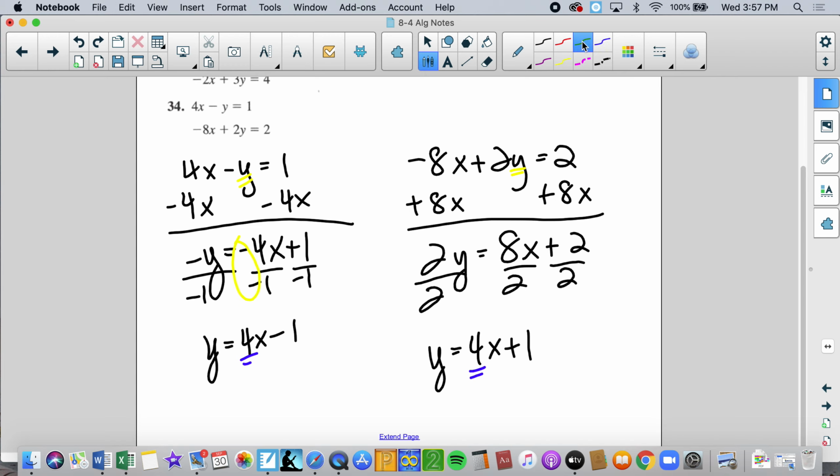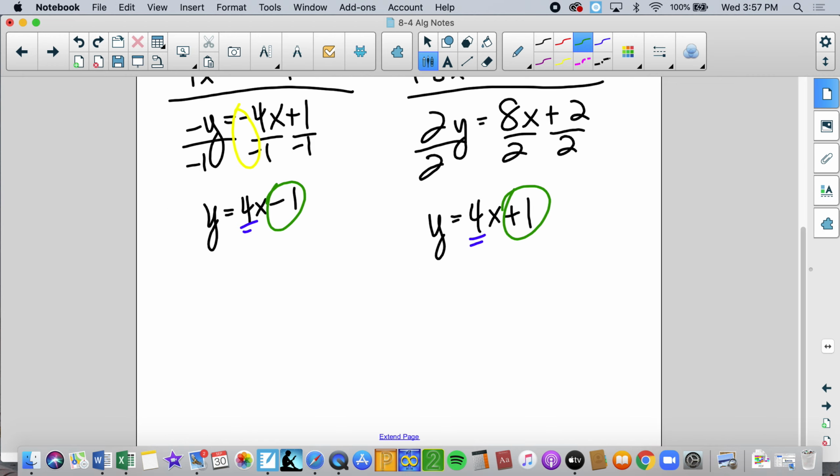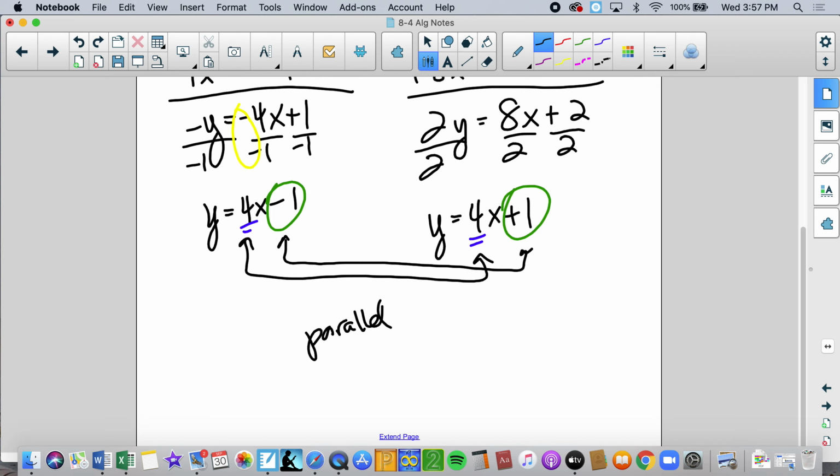And really important, we see that the intercepts are different. If the intercepts are the same, they wouldn't be parallel because they'd be the same line. So parallel lines cannot be the same line. They have to be different lines and not intersect. So these are parallel because they have the same slope but different intercepts.